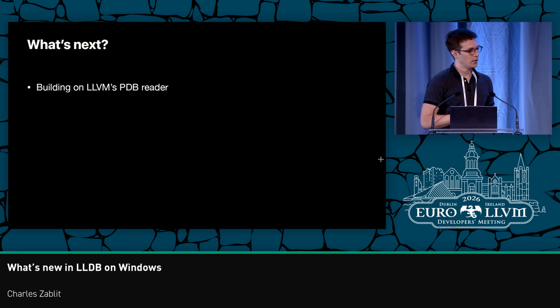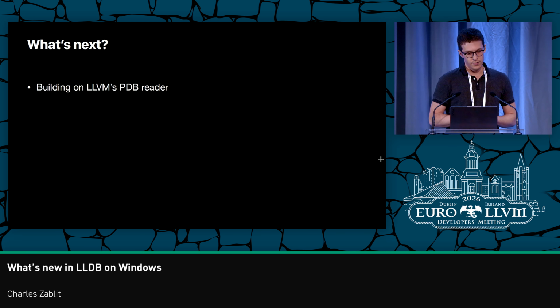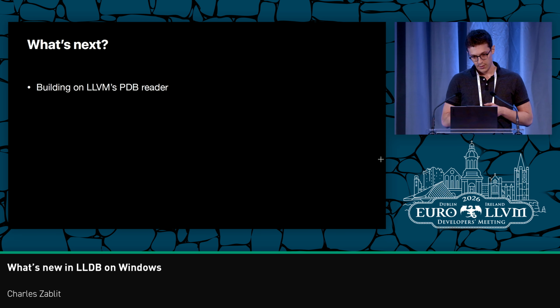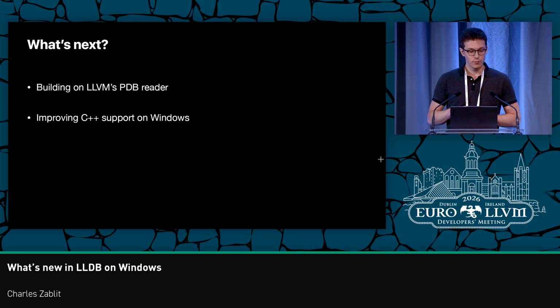Okay, so where does that leave us? What's next? First of all, using the open source PDB reader is a great milestone, and we want to build on that. There are still some things we want to fix, like incremental linking. We also want to improve C++ support on Windows, stuff like catching runtime exceptions, for instance.